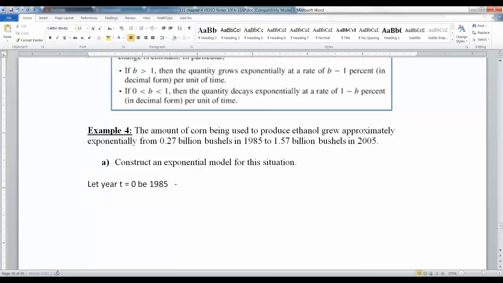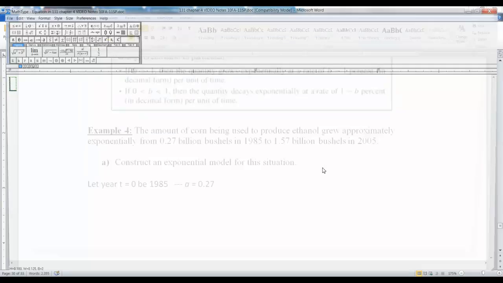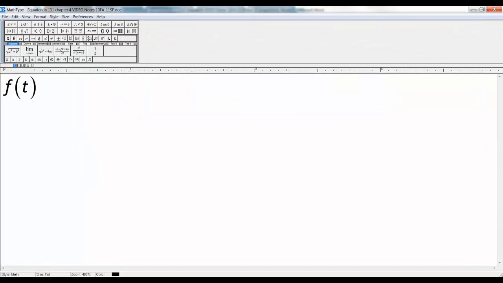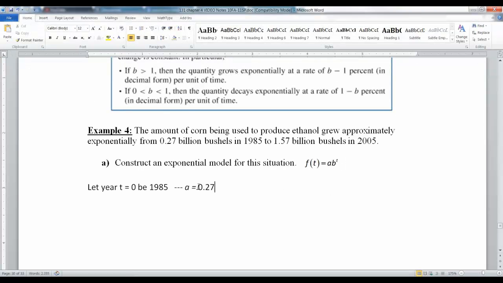Well, that would mean that A is equal to 0.27, right? And it means that you're already halfway there with your equation, because of course you want f of t equals A b to the t. That's your general equation. So if I let year 0 be 1985, I already have A done. Then I just have to find the B for it.